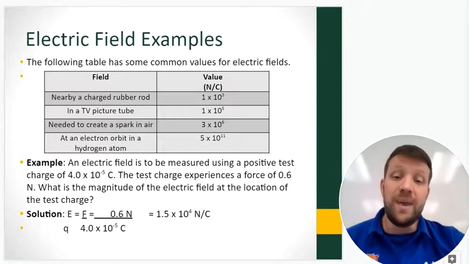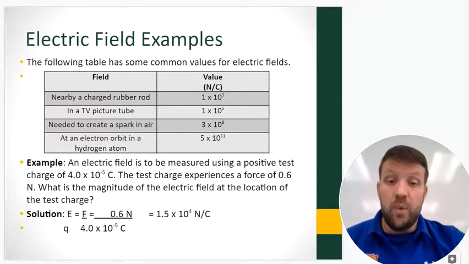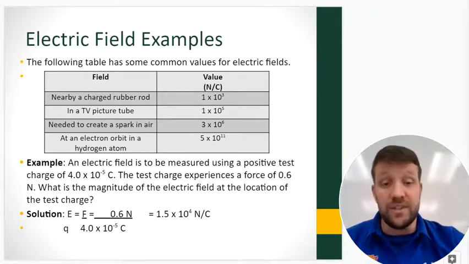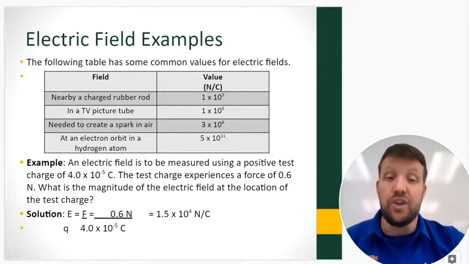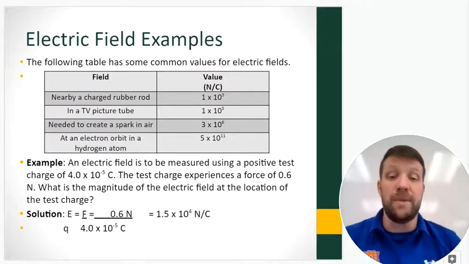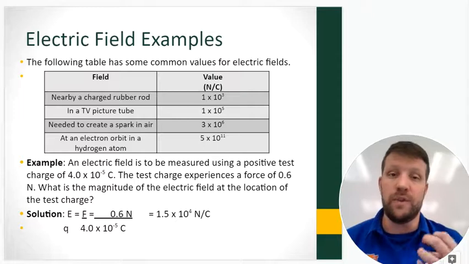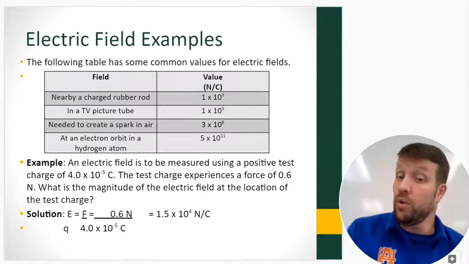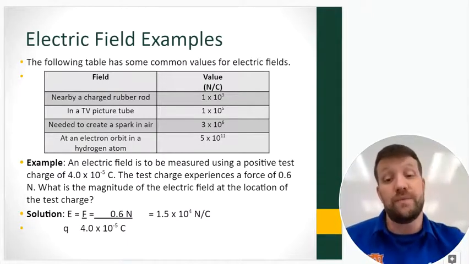Okay, and so in a TV picture tube, we would have a value for the electrical field that's inside there of about 1.1 times 10 to the 5th newtons per coulomb. And that's how we're going to measure that: the number of newtons, the amount of force per coulomb that's generated by the electrical field.